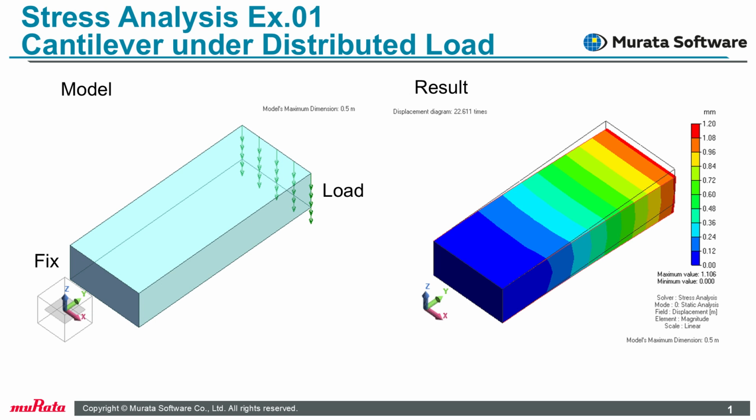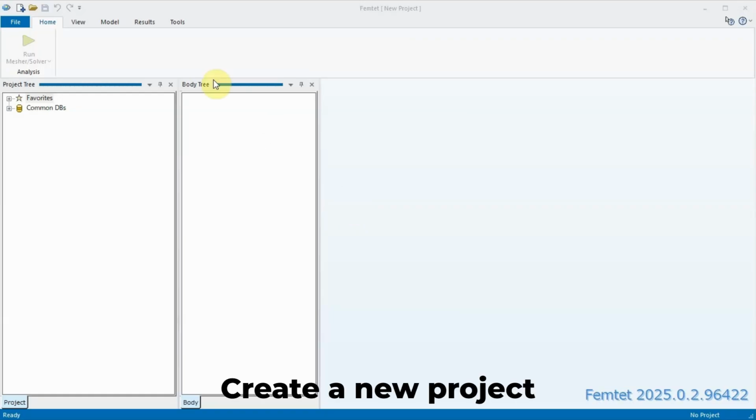In the tutorial video, for example, one of the stress analysis series, we will analyze a beam subjected to mechanical loads. This analysis demonstrates a stress analysis of a rectangular beam fixed at one end, with a distributed load applied to its tip, showing the resulting deformation. A new project is created first.